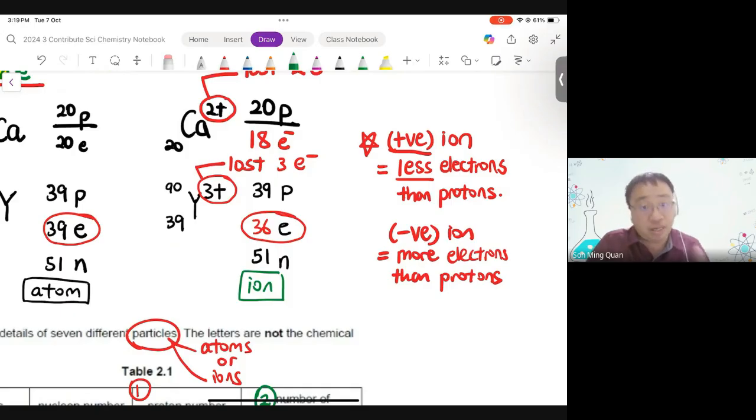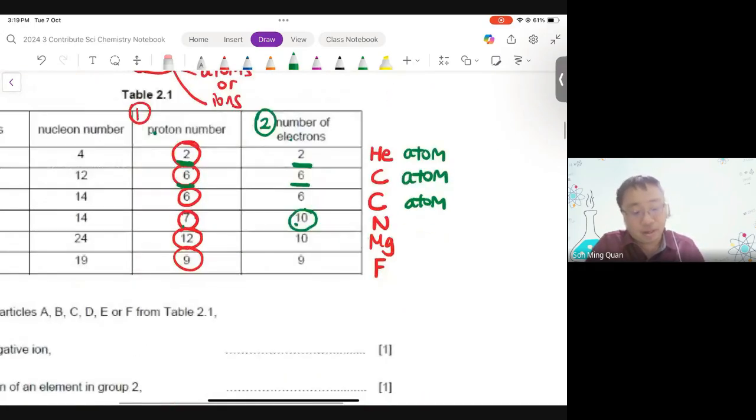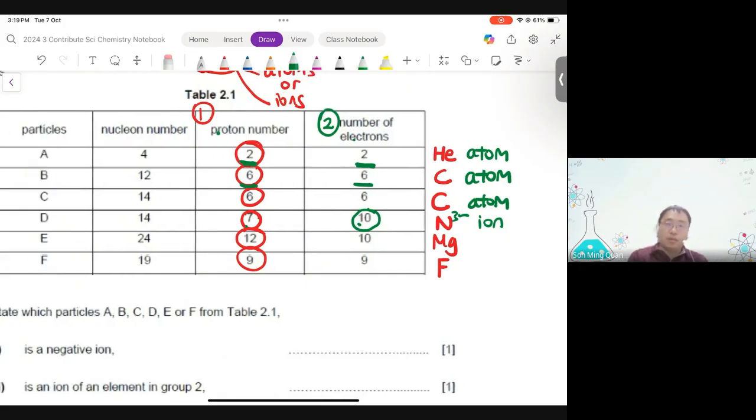More electron means negative. In this case, it had 3 more electrons, so 3 minus ion. Okay, notice how I can deduce the charge even just from this. I know it's negatively charged because it had more electrons. It had 3 more electrons, so 3 minus. All right, so that's D. Is the N3 minus ion. Then we move to E.